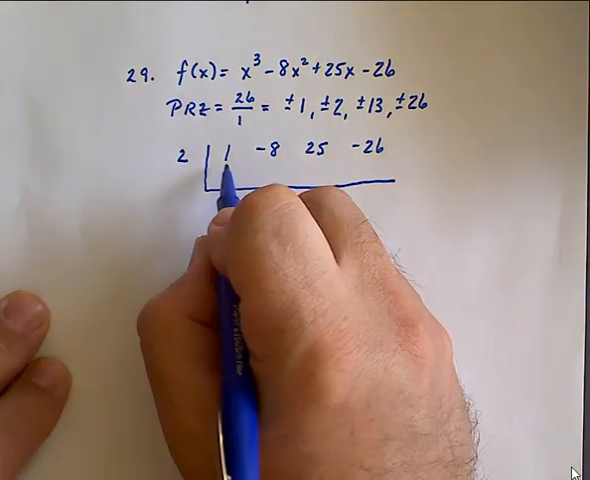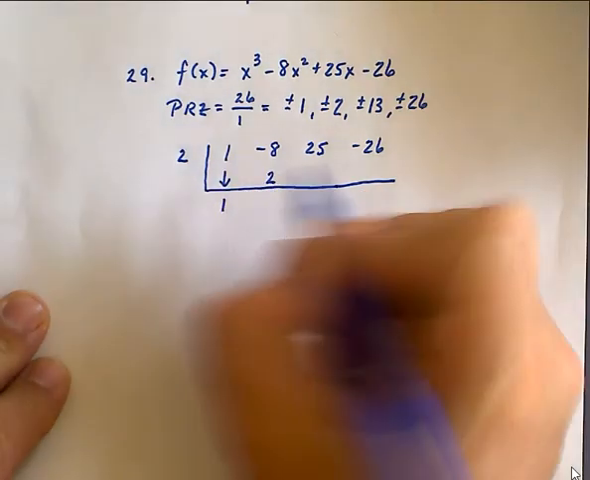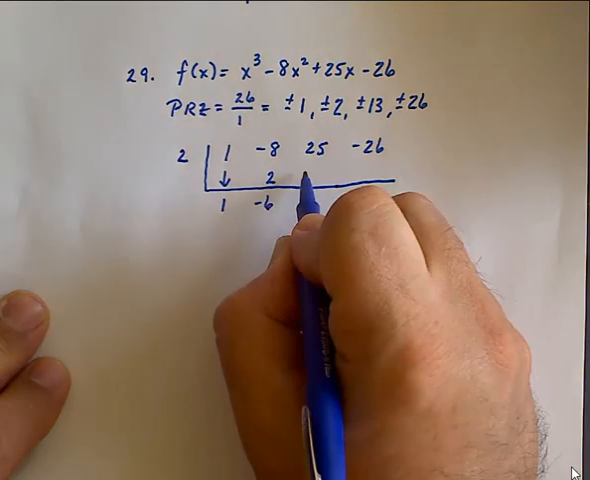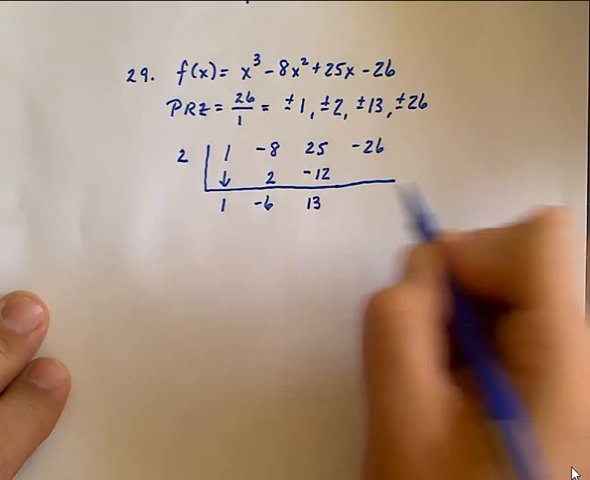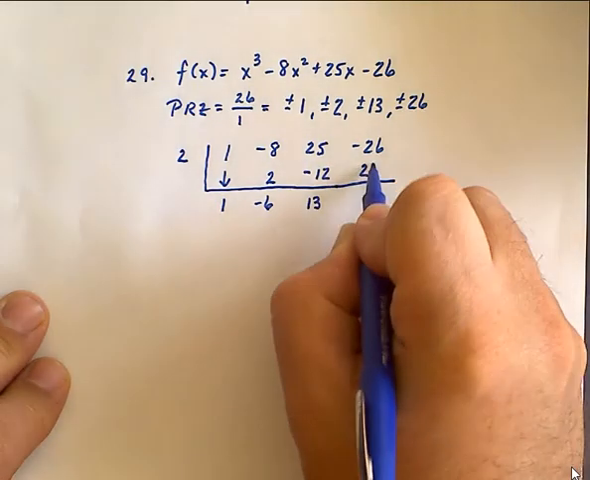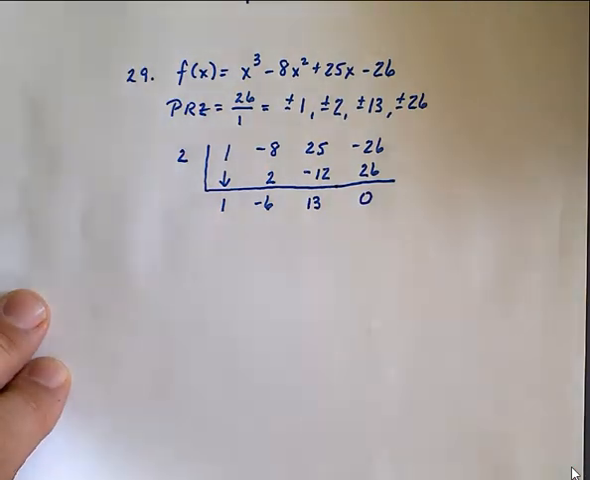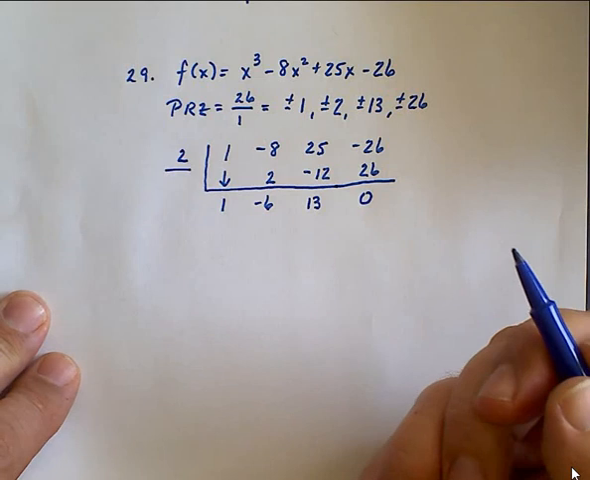So bring down the 1, and then multiply. Add, here you get negative 6, and then multiply. Add, you get 13, and multiply, and you get 0. Okay, so it looks like my remainder is 0. That's perfect, that's what I need. Okay, my real solution of the 3 is 2. I need to find the 2 remaining.